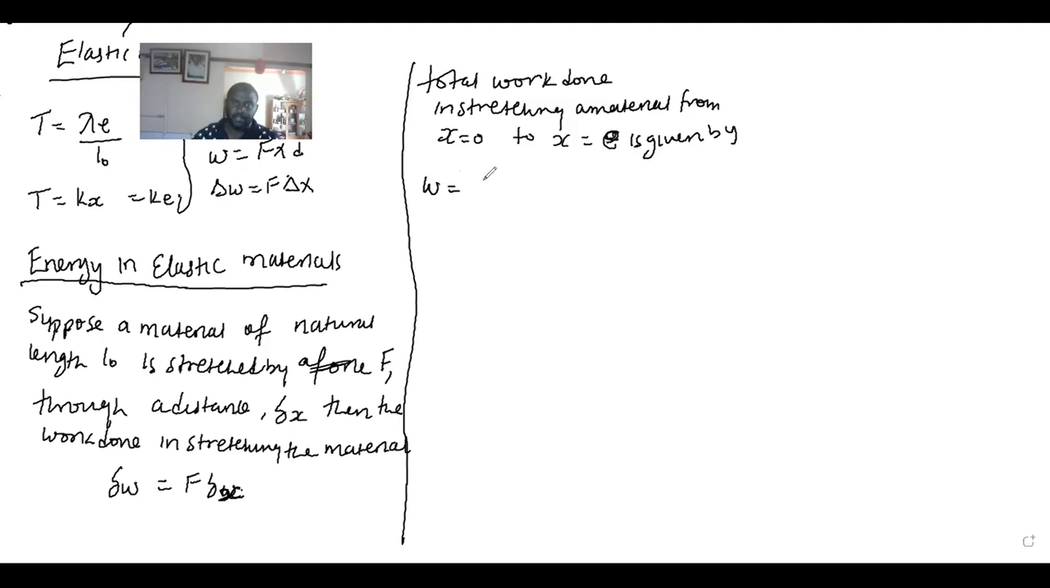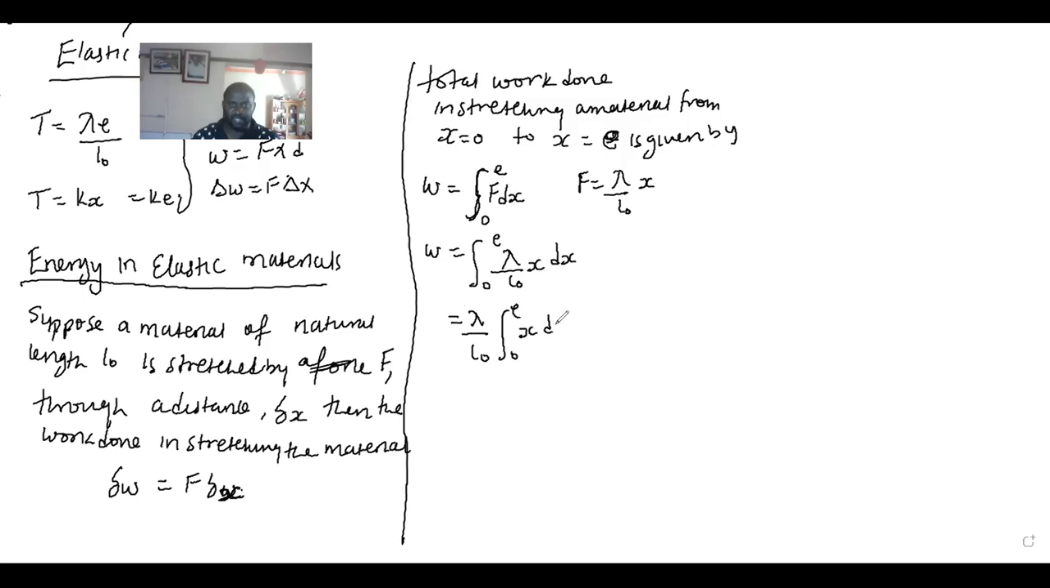work done is equal to the integral from 0 to E of F dx. But remember, force we saw is equal to lambda out of natural length times x. So the work done will be equal to the integral from 0 to E of lambda out of L naught of x dx. So this will give us lambda out of L naught integral from 0 to E x dx.